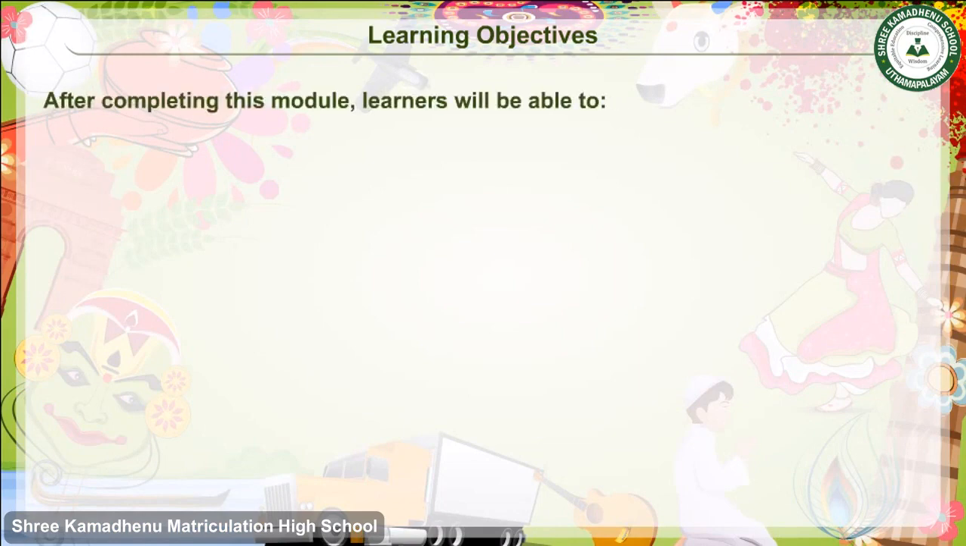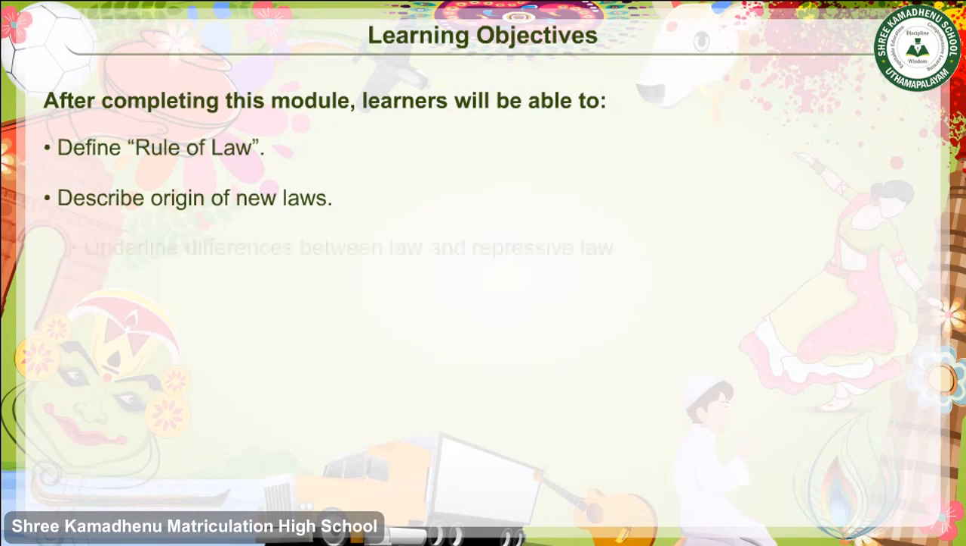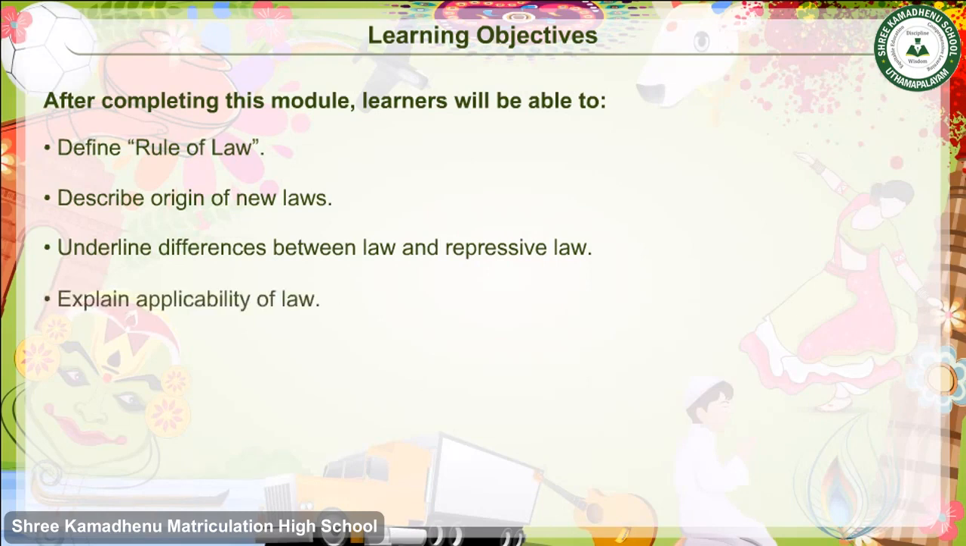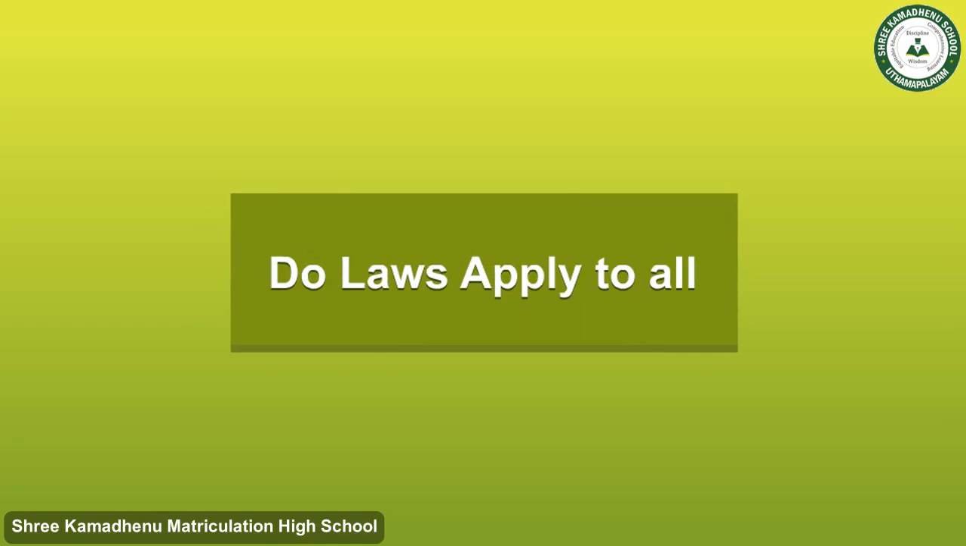Learning objectives. After completing this module, learners will be able to define rule of law, describe the origin of new laws, underline differences between law and repressive law, and explain the applicability of law.